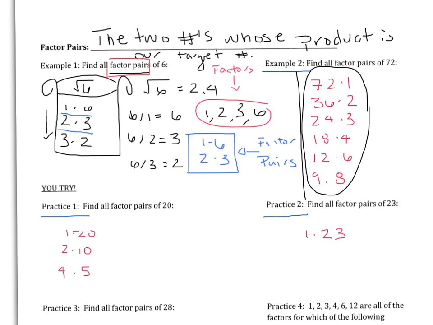If you had it listed as 1 times 72 and 2 times 36, that's okay. It's okay if it's in a different order. And then practice 1, we just had 1 times 20, 2 times 10, and 4 times 5. And this last one, practice 2, the only pair you should have had is 1 times 23. This is actually a prime number, which we'll talk about in our next objective, but prime numbers only have two factors, itself and 1. So that's just a quick example of what a prime number would look like.